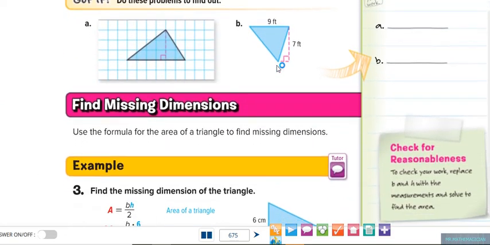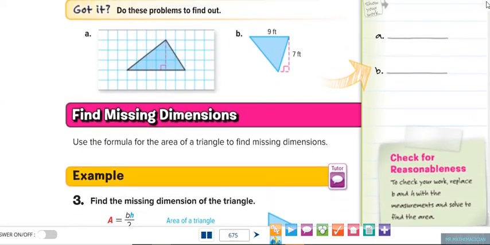Now let's try to solve A and B. Find the area of this triangle. Let's count how many blocks in the base. We have here 1, 2, 3, 4, 5, and 6. How many blocks for the height? We have here 1, 2, and 3.